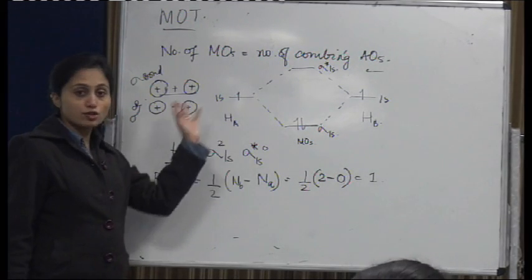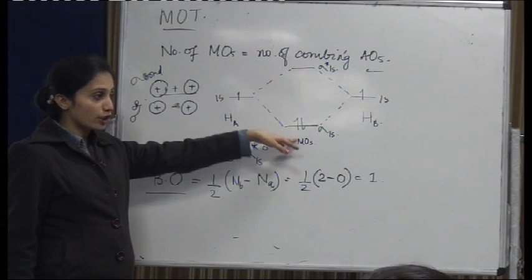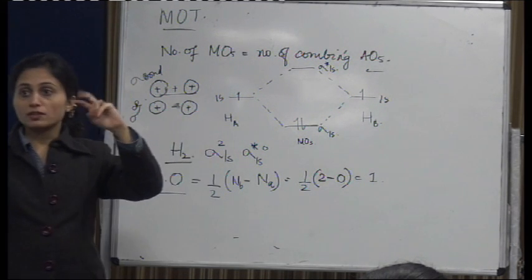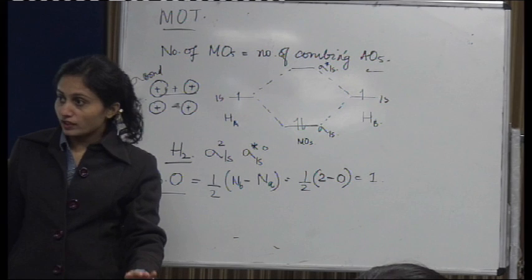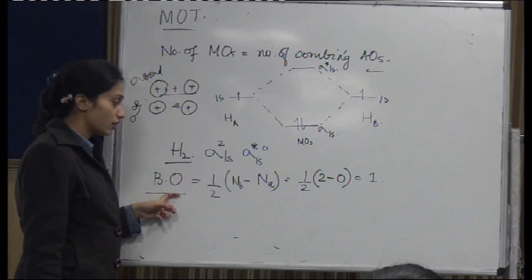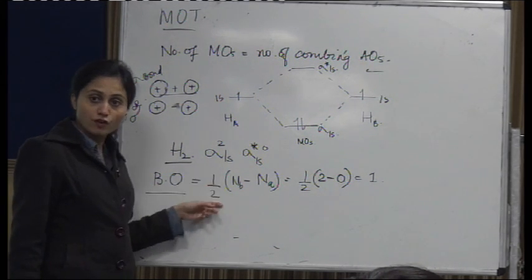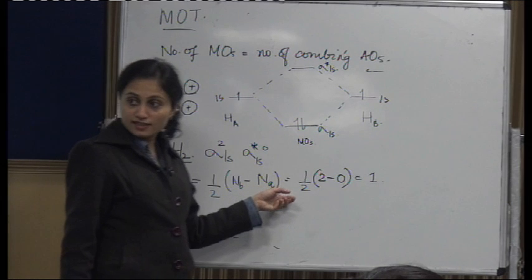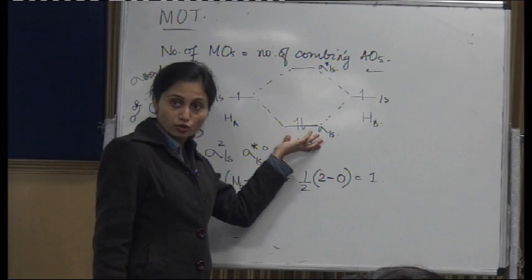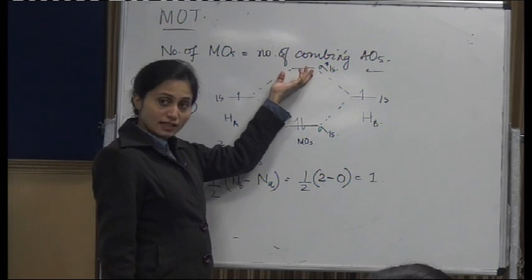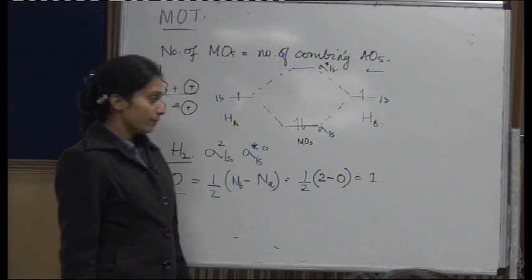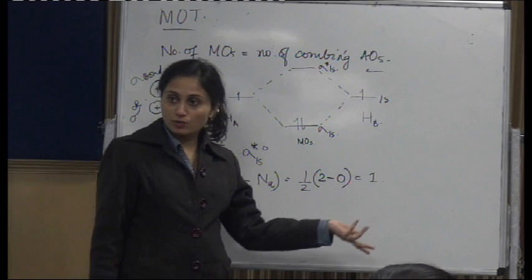I repeat it again. The two atomic orbitals are combining to form two molecular orbitals, one of which will be bonding in nature, lower in energy, the other will be anti-bonding in nature, higher in energy, and you can easily find out the bond order. Bond order is nothing but half of number of bonding electrons minus number of anti-bonding electrons. Bonding electrons मतलब जो हमारे bonding molecular orbital में है, anti-bonding मतलब जो anti-bonding molecular orbital में है, and half of that will give you the bond order. Now bond order is the number of bonds, so H and H will have only a single bond.